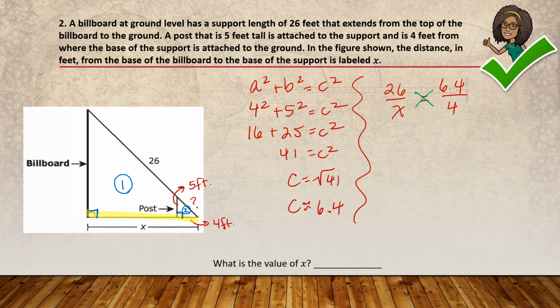So when I do that, I get 104 equals 6.4x. And of course, we're going to divide both sides by 6.4, which leaves me with x equaling 16.25 feet. So I know that the value of x is 16.25 feet, meaning that it is 16.25 feet from the base of the billboard to the support.